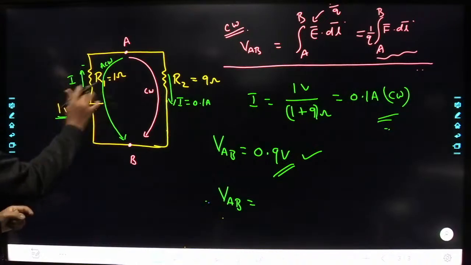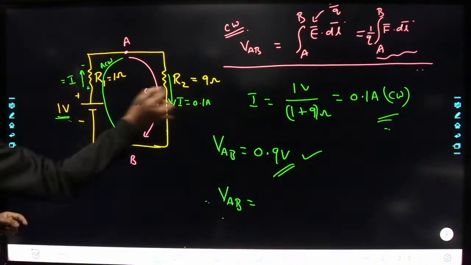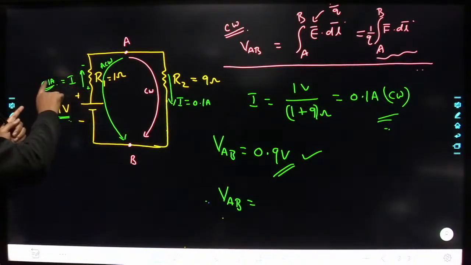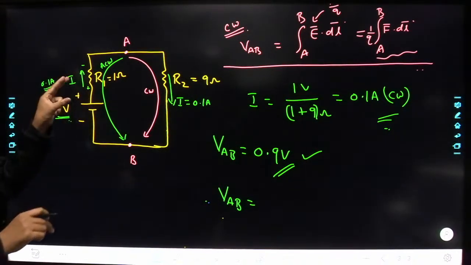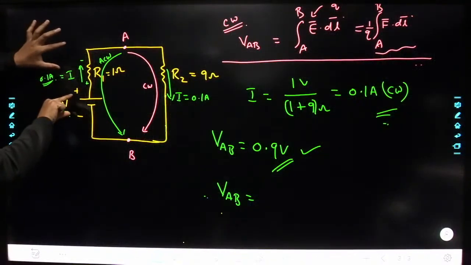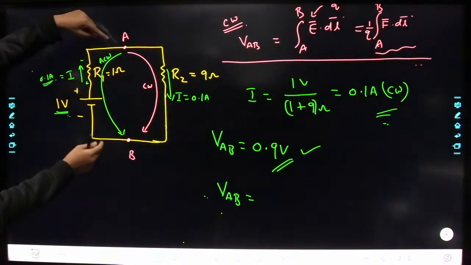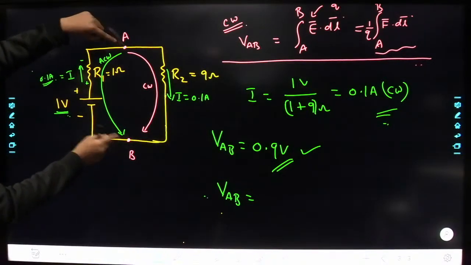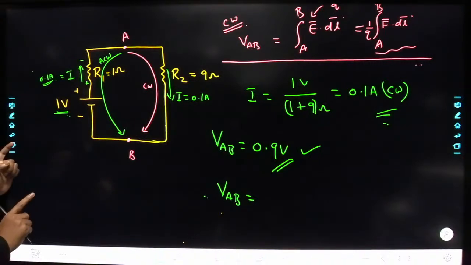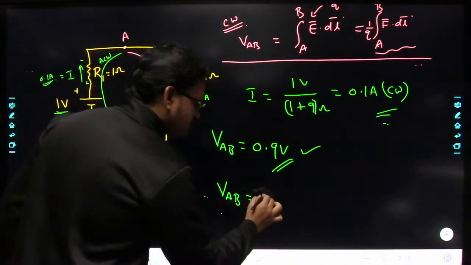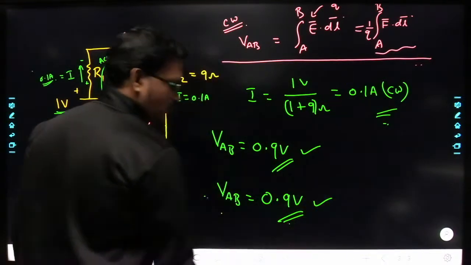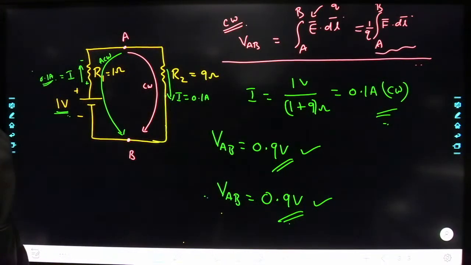R1 is equal to 1 ohm and I is equal to 0.1 ampere. So 0.1 into 1, that means 0.1 volts. So here the drop is 0.1 volts and here it is 1 volt. So what is the total potential difference from A to B? VAB is equal to 1 volt minus 0.1 volt. That is also equal to 0.9 volts. Yes or no here?